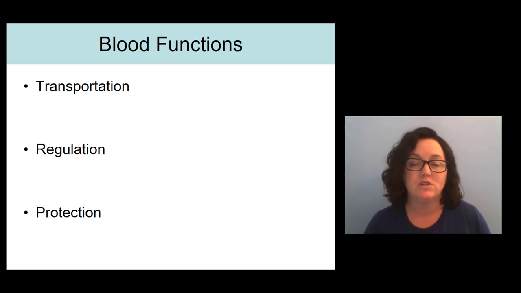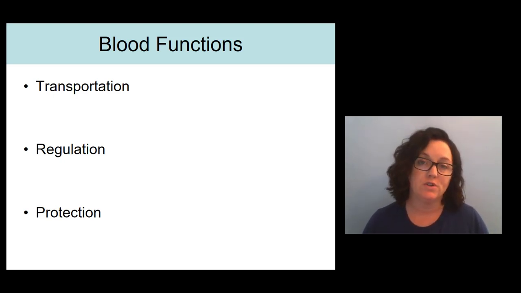Blood is also important for regulating pH. So pH is ultimately looking at how acidic or how basic blood is. And there are things called buffers in our blood that help to maintain the pH of our blood despite any changes in the acid-base content. And the last function of blood is protection.